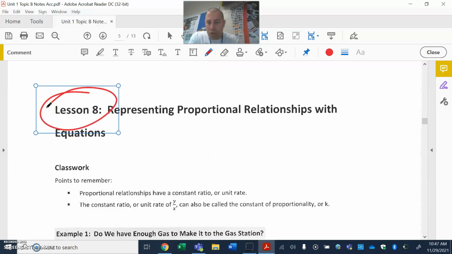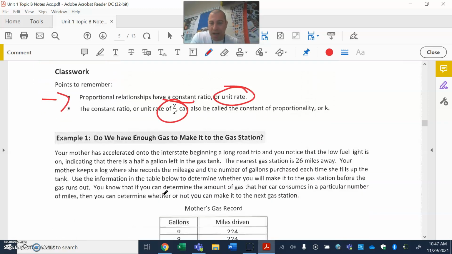Remember, proportional relationships have a constant, or in other words, a unit rate. Those are our words that we want to make sure we're comfortable with: constant, unit rate, constant of proportionality, all the same thing. And remember, to find it, we're going to do y divided by x, which is our constant of proportionality. So here we go.